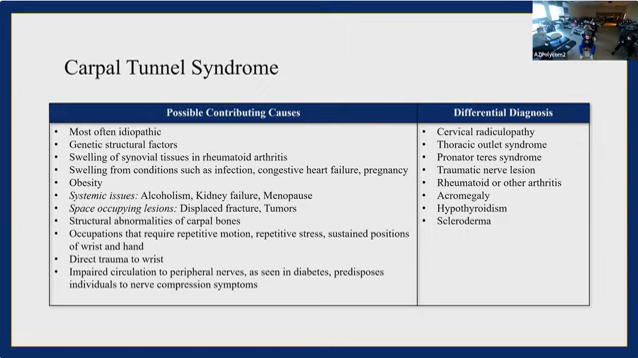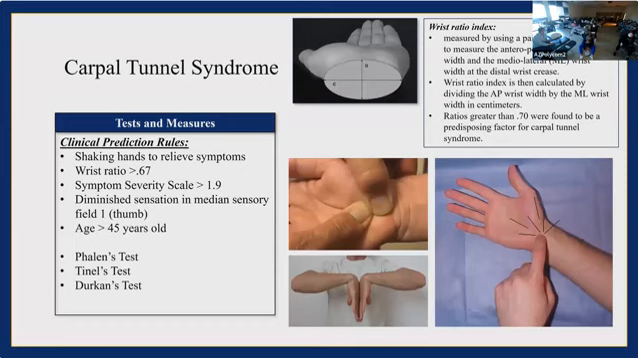Differential diagnosis: cervical radiculopathy, TOS, pronator teres syndrome, traumatic nerve lesion, rheumatoid arthritis, acromegaly. Do you guys know what acromegaly is? Yes. Gigantism, right? Hypothyroidism, which causes fluid retention, and then scleroderma, which honestly I don't know what that is. Do you guys? I don't know. Yeah, something with derm, skin. Okay. Not afraid to admit when I don't know.